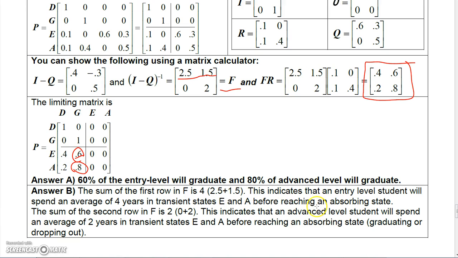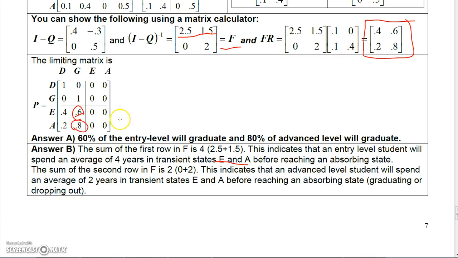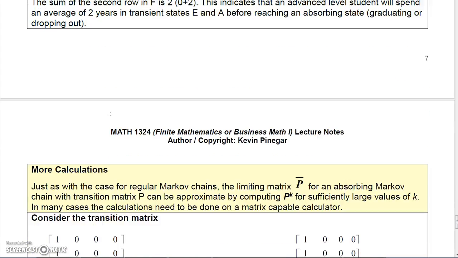So this indicates that an entry-level student will spend an average of 4 years in the transient states E and A before reaching an absorbing state. So, in other words, graduating. And then if you sum the second row, 0 and 2, you get 2. So this indicates that an advanced level student will spend an average of 2 years in the transient state before reaching an absorbing state. And that would be graduating or dropping out, actually. So you can see that these Markov chain examples are a little bit complicated, but they're also very interesting.